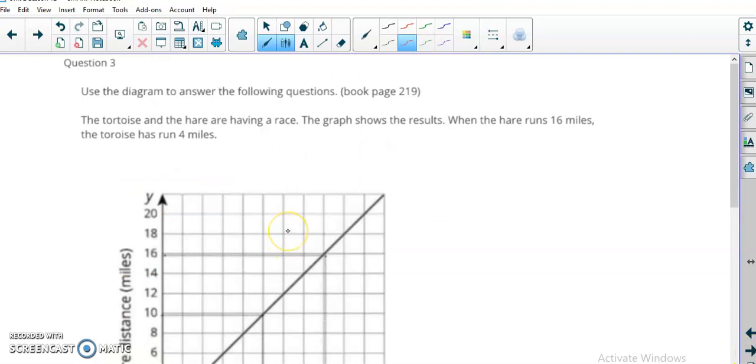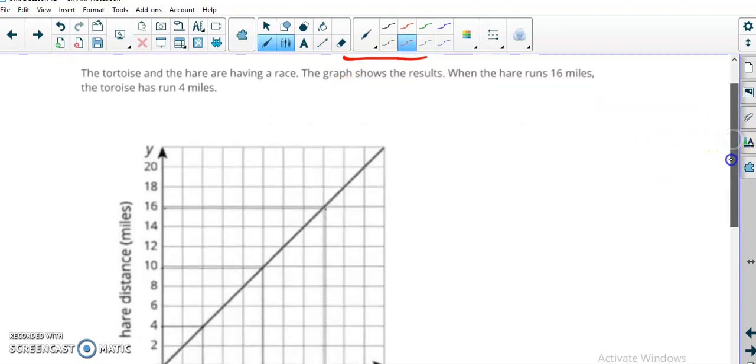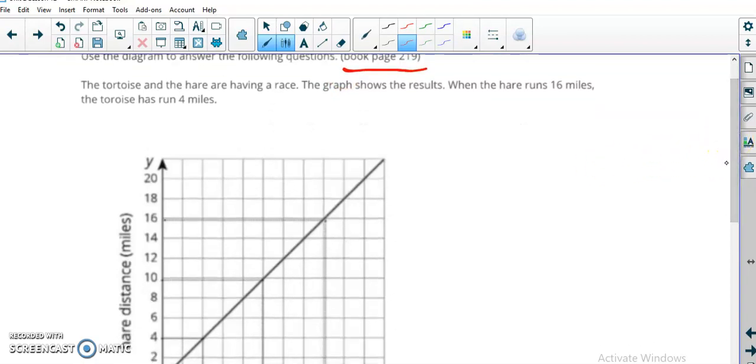Question number 3. Use the diagram to answer the following questions. Again, available to you on book page 219. The tortoise and the hare. I'm sure some of you guys have heard that story as a child, but the tortoise and the hare are having a race, and the graph below shows the results. When the hare runs 16 miles, the tortoise has run 4 miles. So I already know that the tortoise has run 4 miles in the time that the hare ran 16 miles.